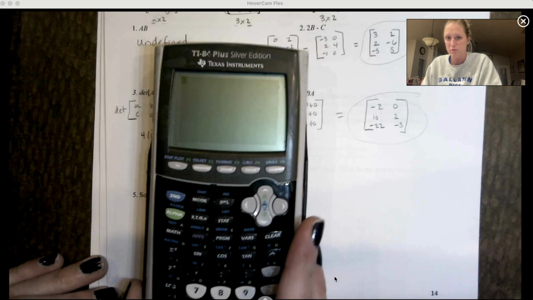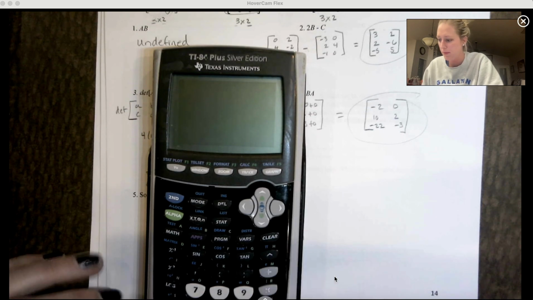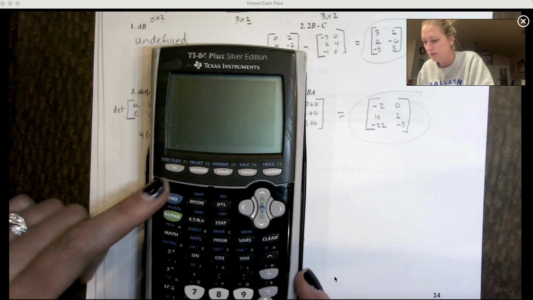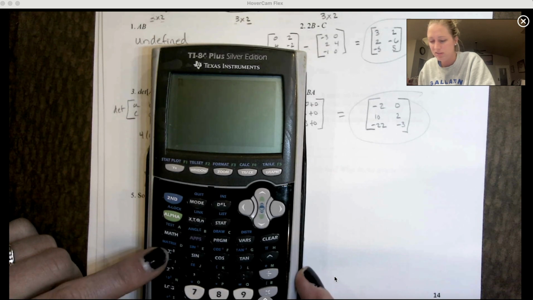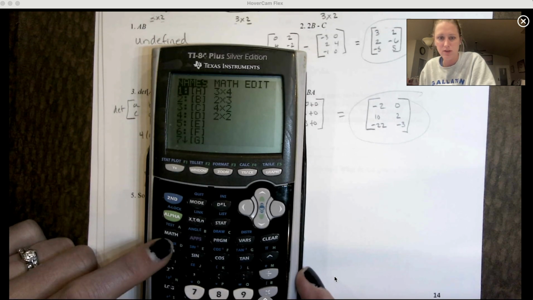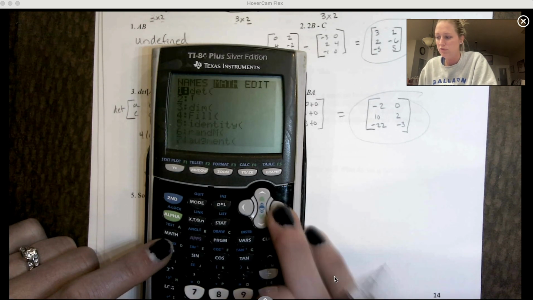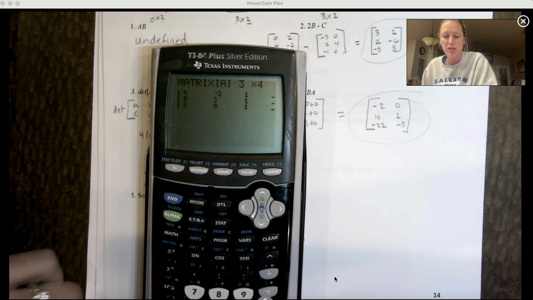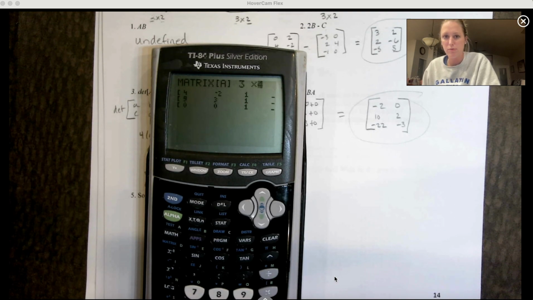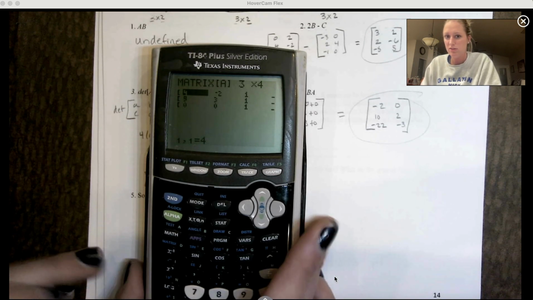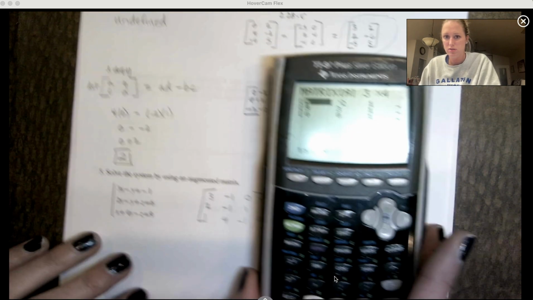Okay, sorry, I want to put that where you guys can see. Okay, so remember our matrix menu, second matrix, it's that x to the negative 1 button, okay? And then I'm going to scroll over to edit. That allows me to change the entries. This is a 3x4 matrix, so I'm just going to keep hitting enter until I get to the first row.